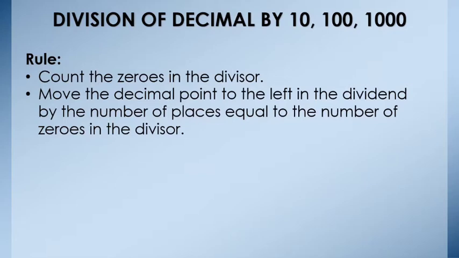Division of decimal by 10, 100, 1000. When we have to divide a decimal number by 10, 100 and 1000 and numbers like this, first thing we do is we count the number of zeros in the divisor and then move the decimal point to the left in the dividend by number of places equal to the number of zeros in the divisor.